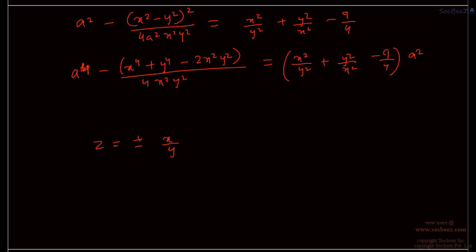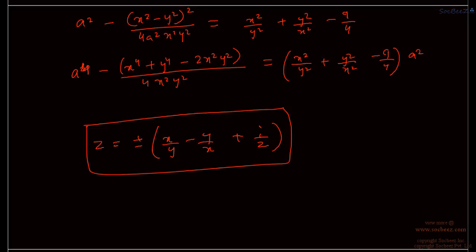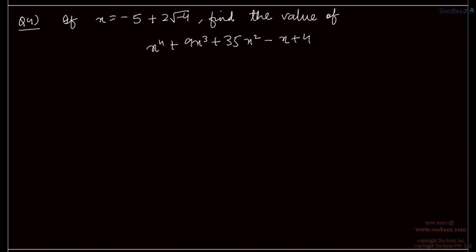The final answer is plus or minus x by y minus y by x plus i by 2. This is the final answer. The square root of the number is just plus or minus x by y minus y by x plus i by 2. So the next question now.